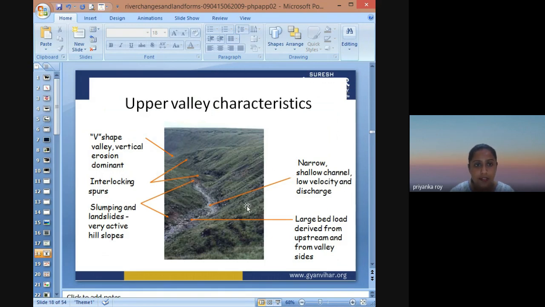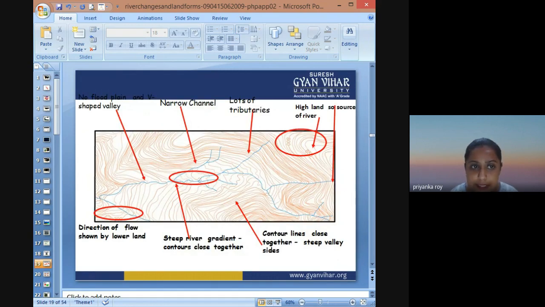Then you have slump and landslide. You can see this is soil which has been degraded. In these areas, water is cutting away the soil and causing landslides and mass movement. Hence, shallowing or narrowing of the river happens. A large bed load driven from upper streams and valley sides is very common in these areas.